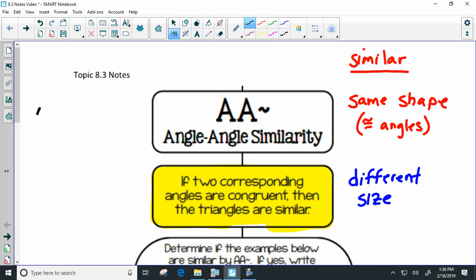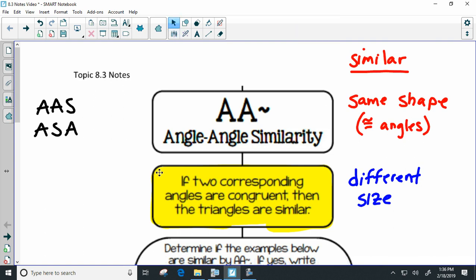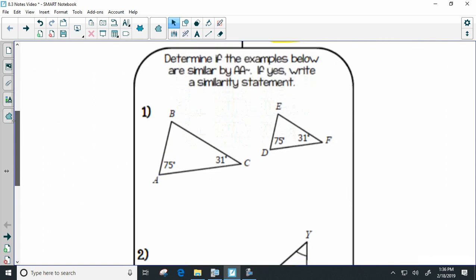And if you remember back, we used what was called angle-angle-side or angle-side-angle, right? That is giving you the two angles that you need for similarity, but by throwing a side in there, you can get congruent triangles, all right? When I don't have sides the same length, however, if I just have the two angles, then I will have angle-angle similarity. I can write my similarity statements and everything the same way that I did before.